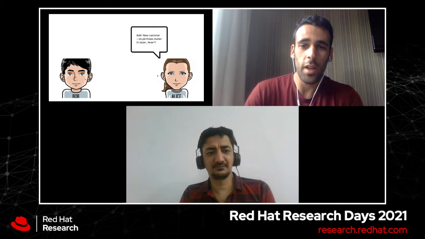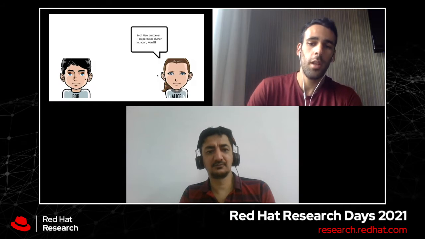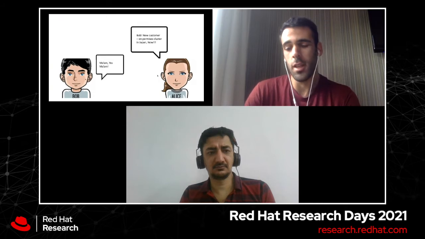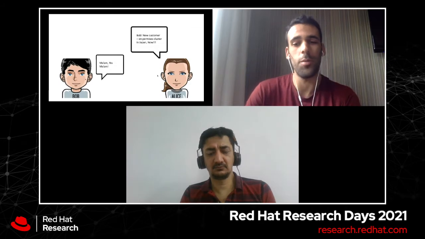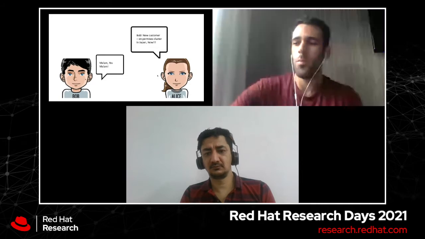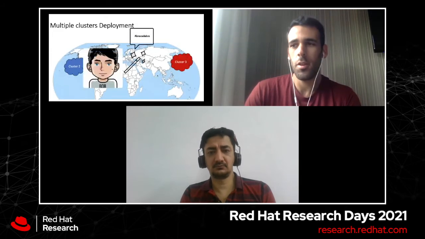Everyone meet Alice. Alice is the head of the R&D department in the same company Bob works in, and she's basically his boss. Every once in a while, Alice comes to Bob with new requirements. And this time, she needs him to deploy a new cluster in Japan for a new customer. And not only does this cluster need to be in a different geolocation, it also needs to be on-premises. It's a requirement by the customers. And Bob, as a veteran of deploying multiple clusters, again casts his magic and deploys the new cluster in Japan.